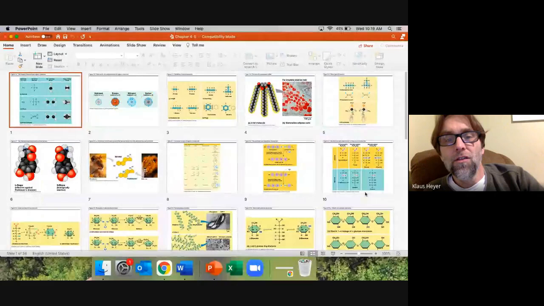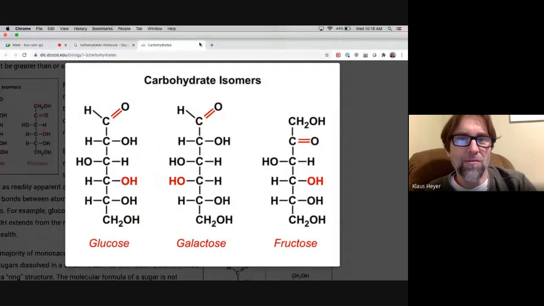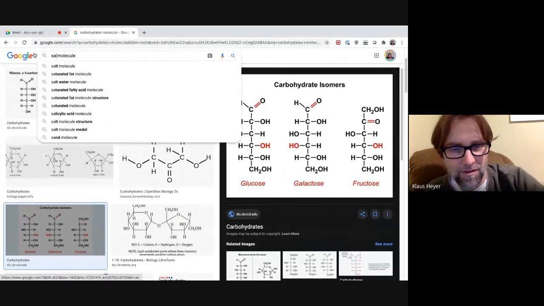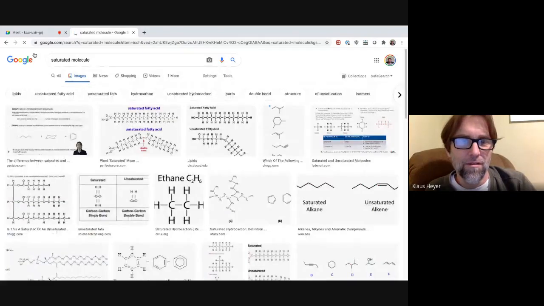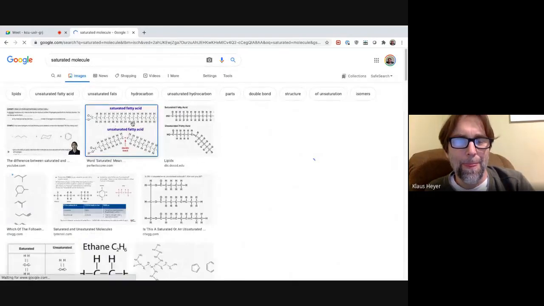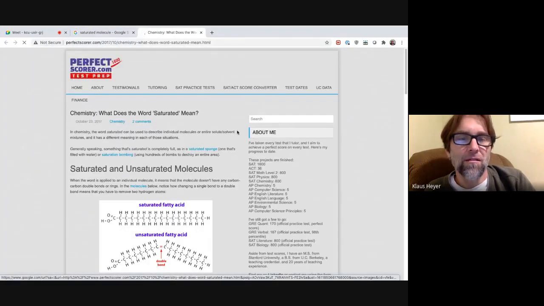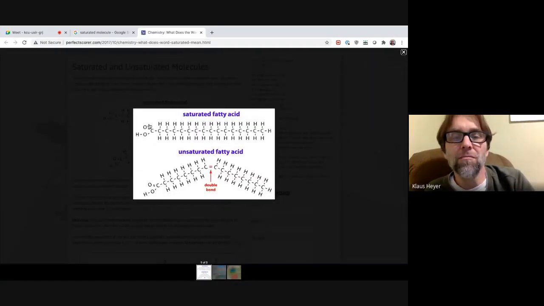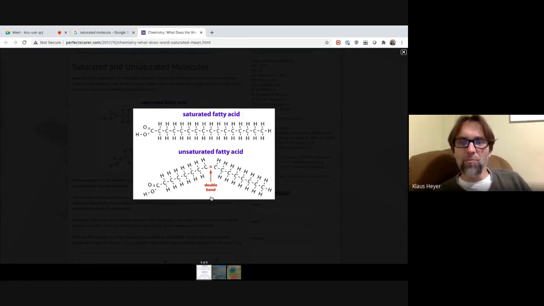The third and most important difference they didn't put in this PowerPoint, so I'm going to show you a picture of it. Right here. The third and most important one is the double covalent bond. I can't make this any bigger, but right here where it's pointing to is a double covalent bond.